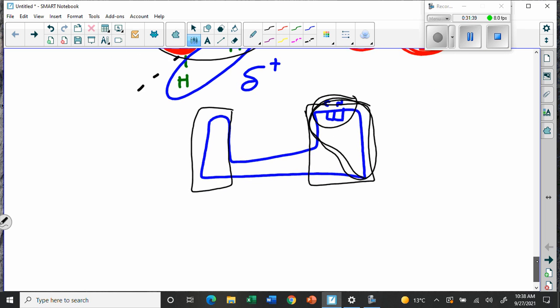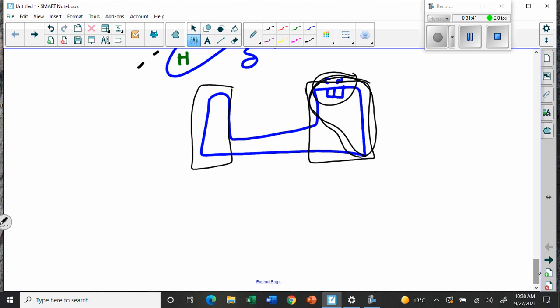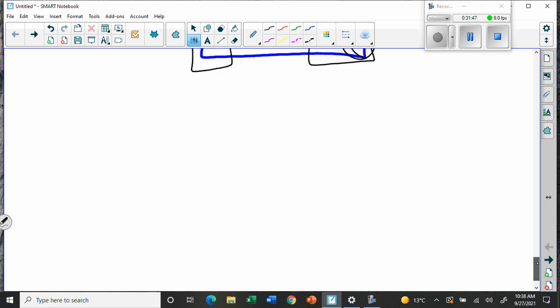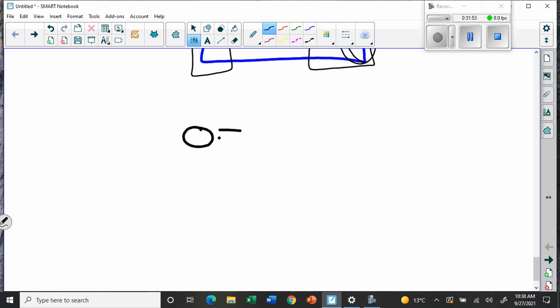Now, that means that just about every bond you find will be somewhat polar because everybody's a little bit different, except for the situations where you have the same atom sharing with itself. For instance, in the O2 molecule, oxygen shares twice with itself to get something that looks like this.